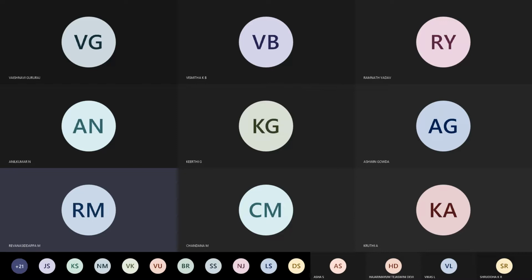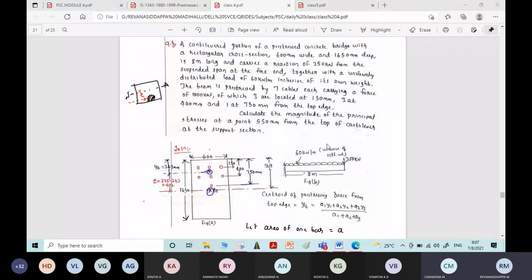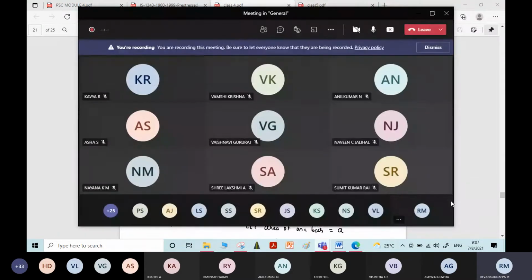And the screen is not visible, right? I forgot to share the screen. Just a minute. Screen is visible, students? Students? Screen is visible? Yes, Please. sir. Okay.